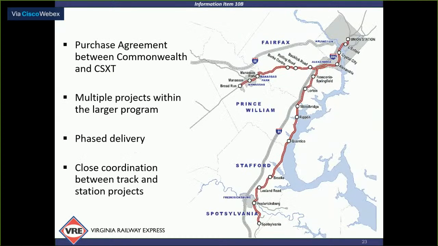All right. With that, just an overview of the program. It is the purchase between the Commonwealth and CSXT for the RF&P subdivision, portions thereof that serve the VRE service area. There are multiple projects within this program, some led by VRE and some led by DRPT, that are all being closely coordinated with Mike McLaughlin and his staff. It has a phased delivery with key milestone delivery dates within them. We are closely coordinating between the track projects generally led by the state and the station projects generally led by VRE. Next slide, please, Robert.